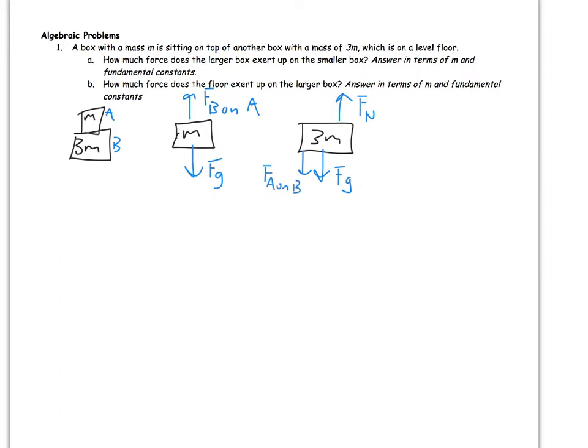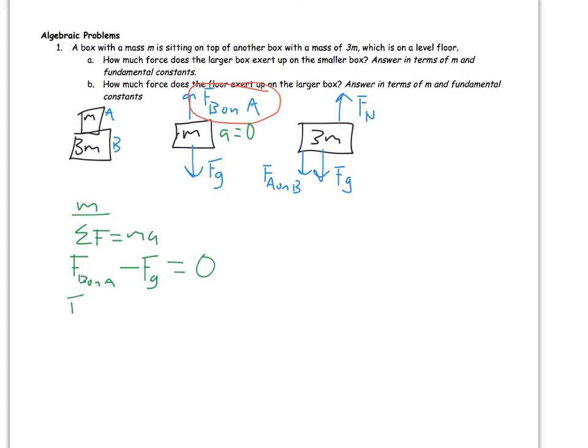So for the first question, we're worried about solving for this force, the force that the larger box, which we're calling box B, exerts up on the smaller box. So I'm going to set up my F equals ma. This is for box m, the smaller box. So the forces acting on it, I'm going to have the force of B on A minus the force of gravity. And that's going to be equal to mass times the acceleration, but the acceleration of this box is 0. It's just sitting there.